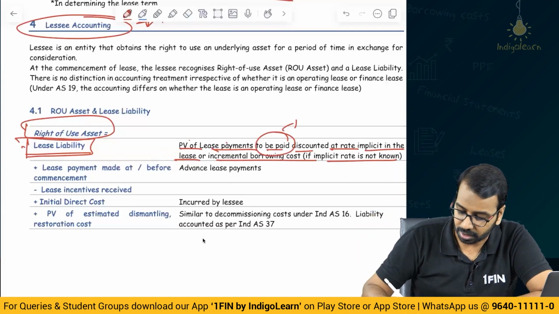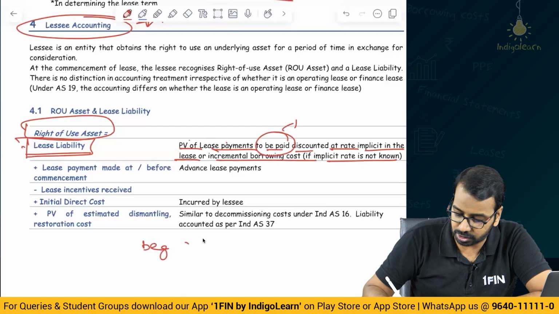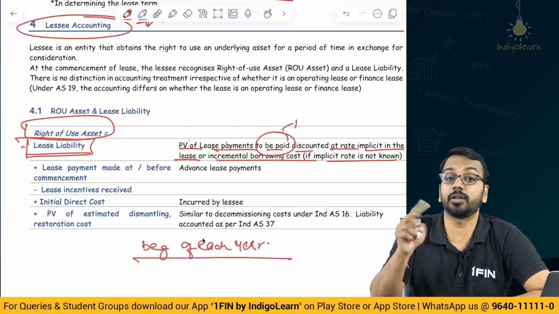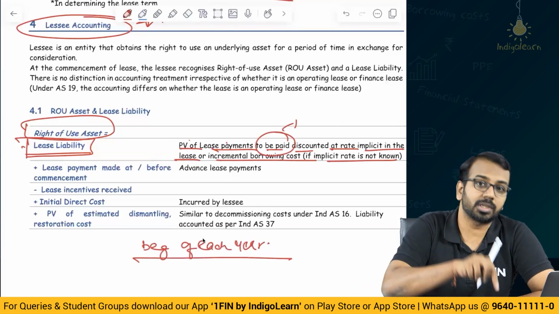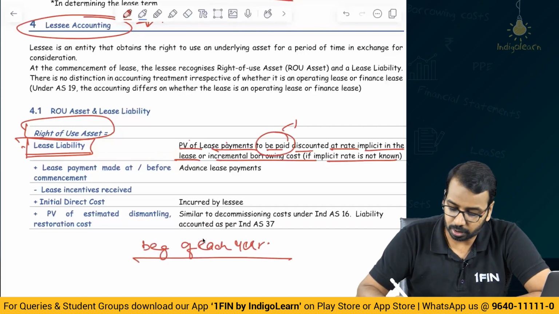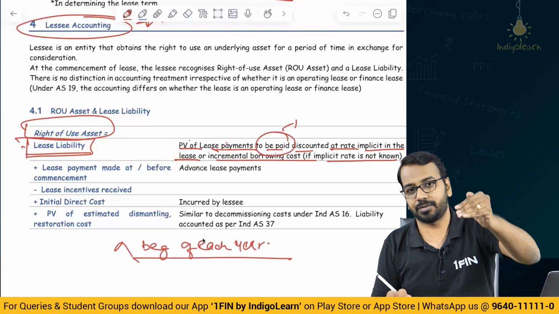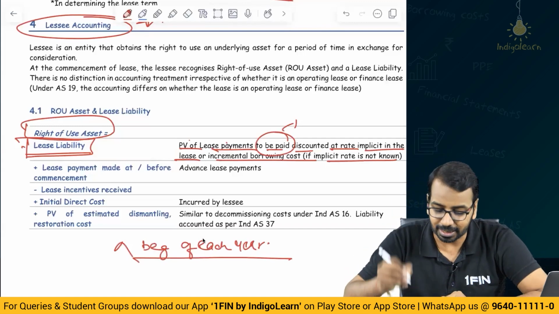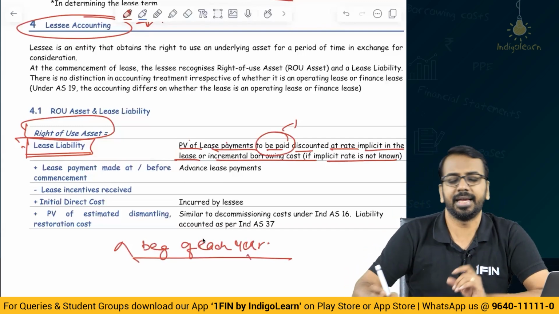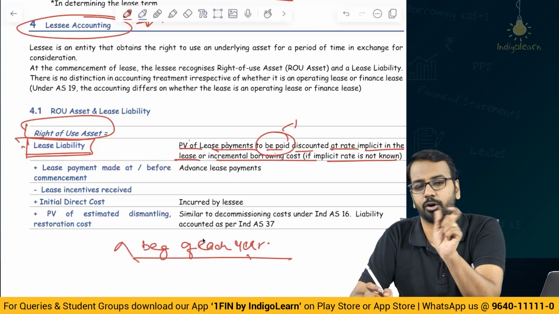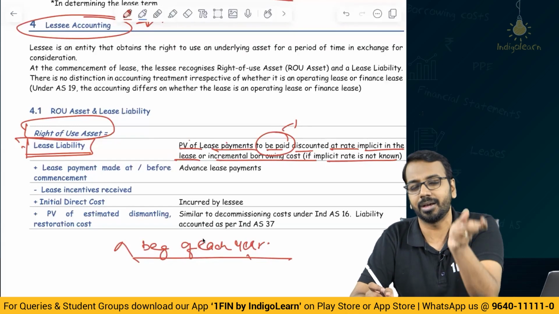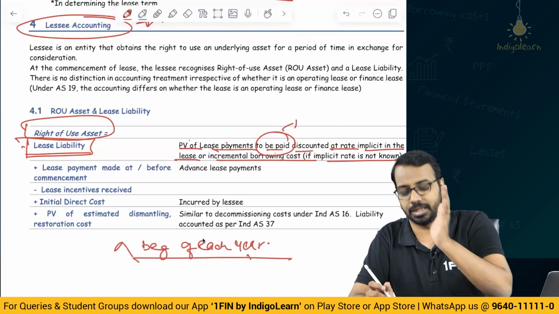Now here students have a doubt. Sir, if it is payable at the beginning of each year, should we include the first payment or not? If the payment is before the commencement, then you will not include. If the payment is after the commencement, so let us say you take the commencement of 1st of January and then you have paid the lease rental, then in that case you will include. Question will say that the payment has been made before commencement, or it will be made at the beginning of each year.